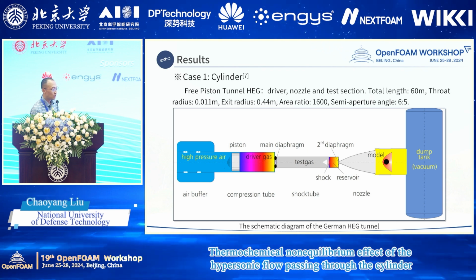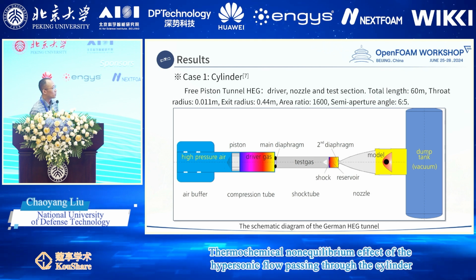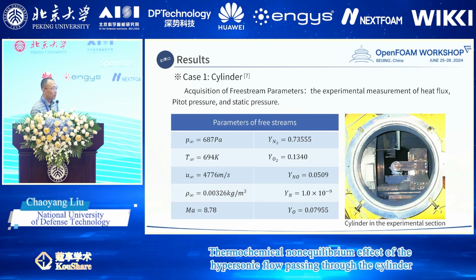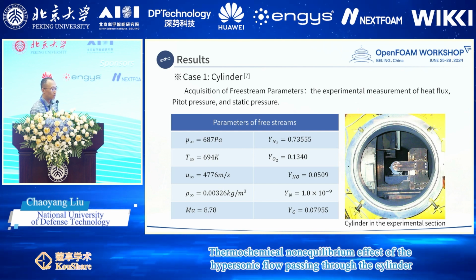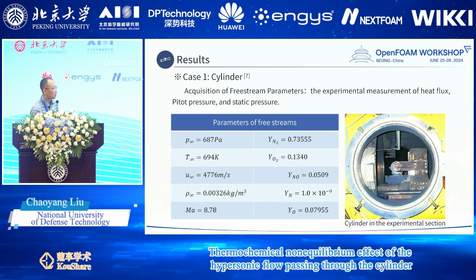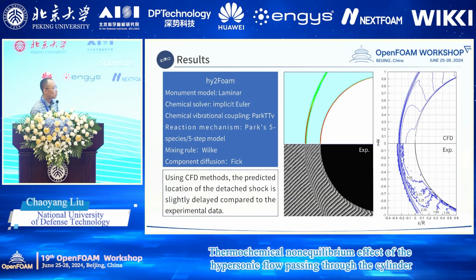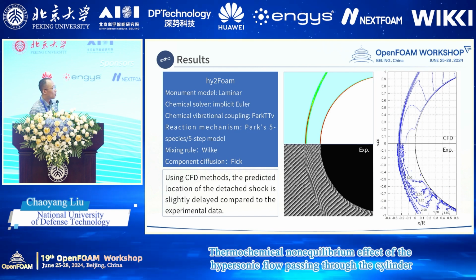On this basis, we conduct analysis of hypersonic flow cases. The experiment was conducted in the HEG tunnel, as shown in the diagram. The incoming flow parameters are shown in this table, and the cylinder is installed in the middle of the test section. We use the HY2 form, and the case configuration is provided.